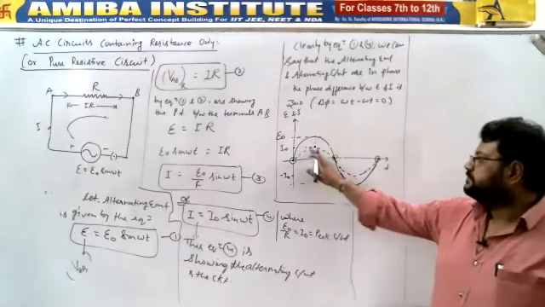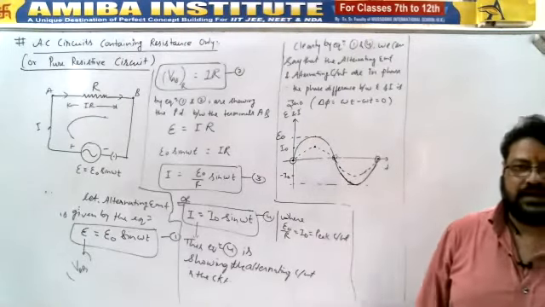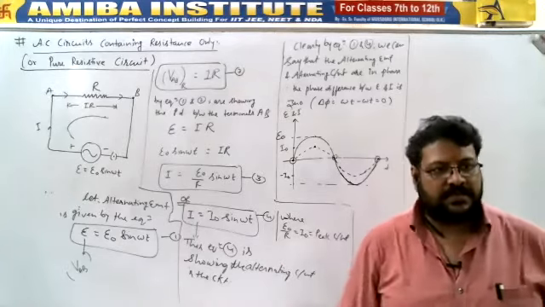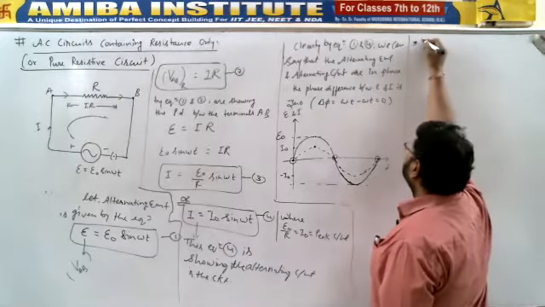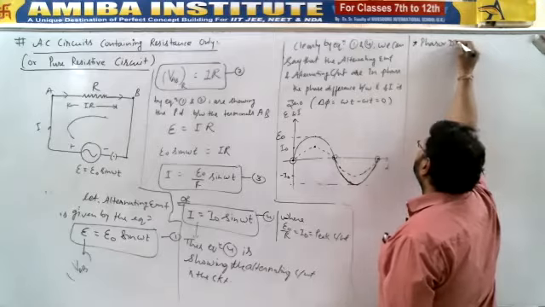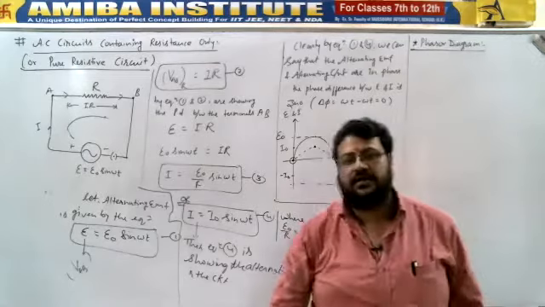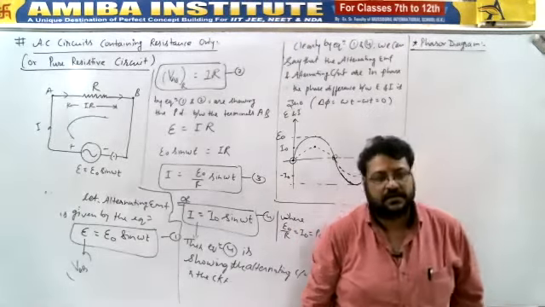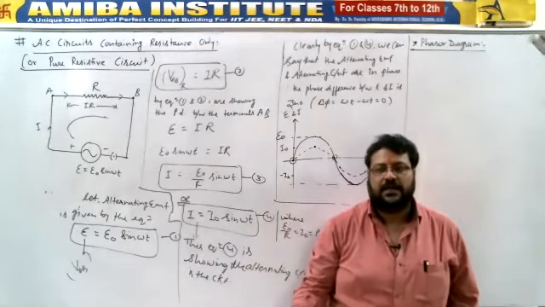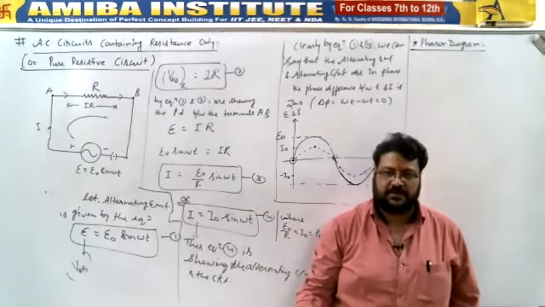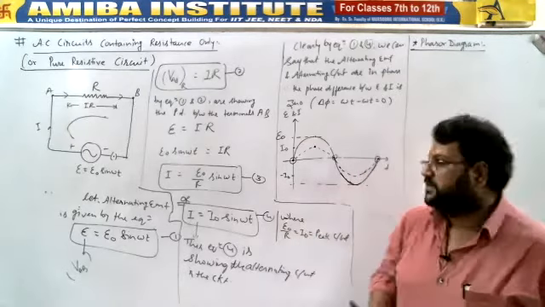So this is the E and I versus time graph, right? Let's draw the phasor diagram for this. The phasor diagram is the diagram which shows the relationship of alternating current and alternating EMF in the manner of rotating vectors, moving in a plane with some angular frequency or angular velocity.